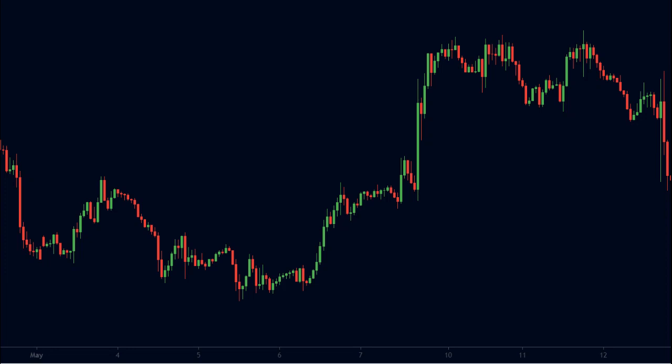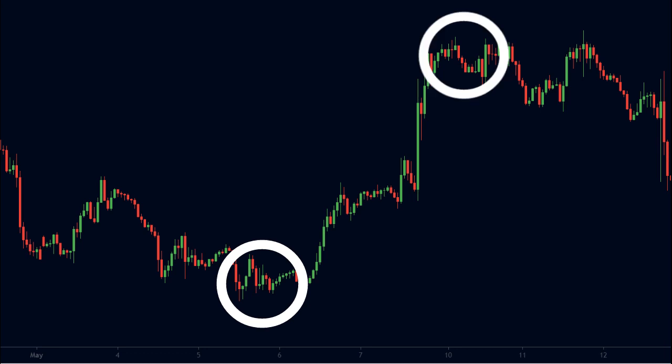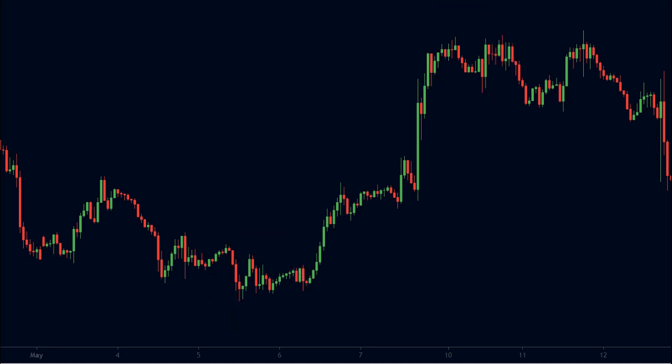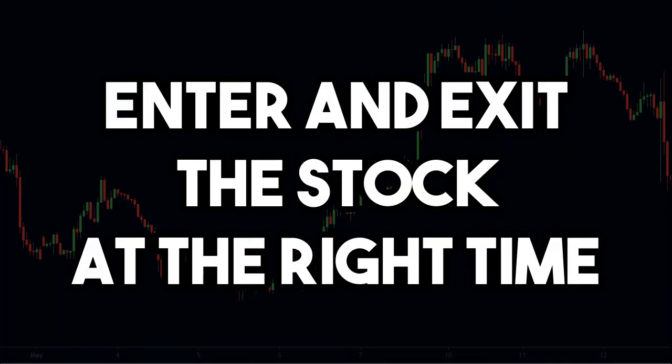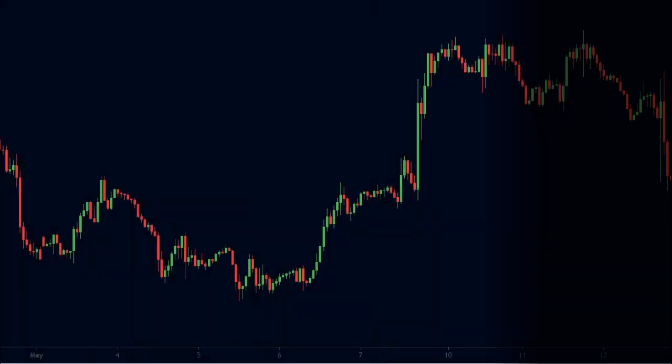When it comes to trading, most traders are stuck trying to find market tops and bottoms. But it is very hard to spot a market reversal in real time. What if there was a way through which you can catch market reversals with a high probability? That would enable you to enter and exit the stock at the right time.